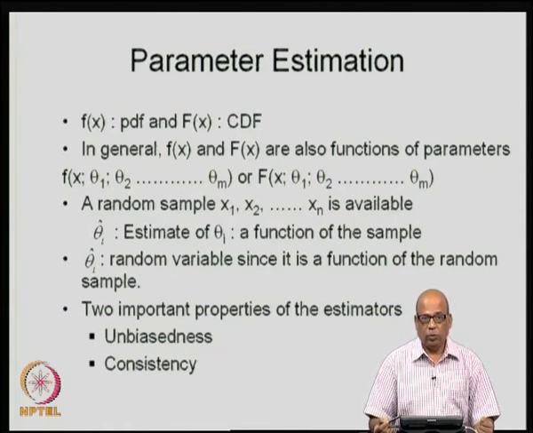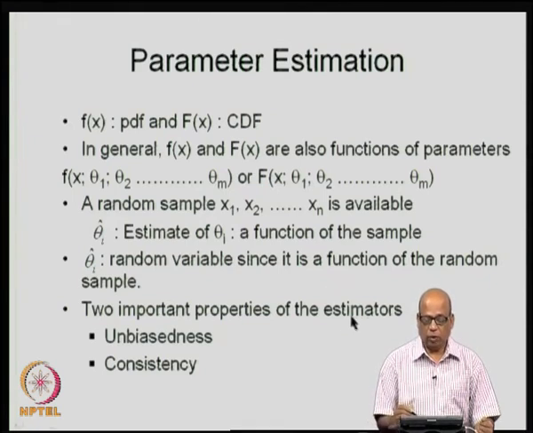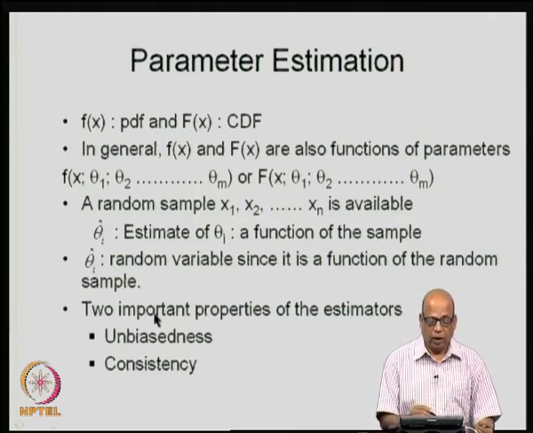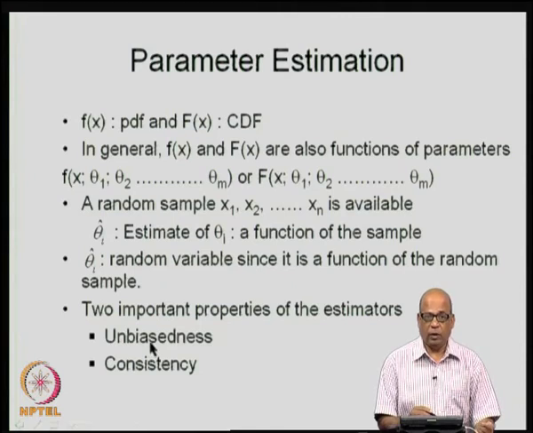Now, we introduce two important properties of the estimators. Estimates or estimators, we use them synonymously. So, we have one property called unbiasedness of the estimate, or we call them unbiased estimates, and we have the property of consistency of estimates, or we call the associated parameter estimates consistent estimates of the parameters.